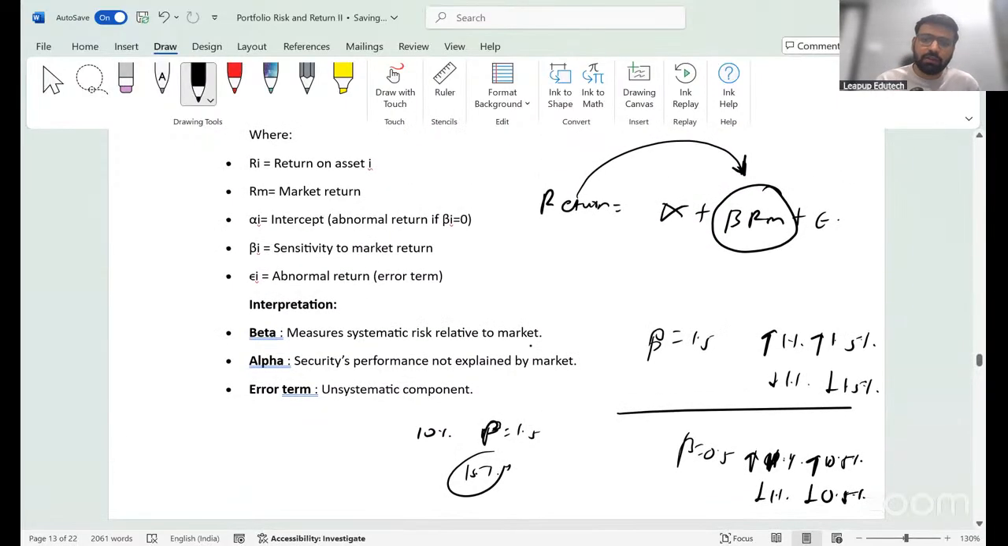Sir, then what is this? What is this? Alpha is what? The return that is not explained by beta into RM. Sir, meaning up until so far, we were assuming that our beta is 1.5 and the market return is 10%. That means my stock will give 15%. But my stock actually gave 18%. Okay. Sir, what was the reason for that extra 3%?